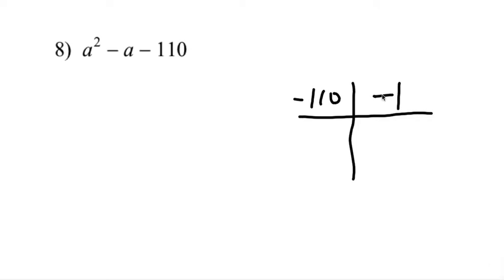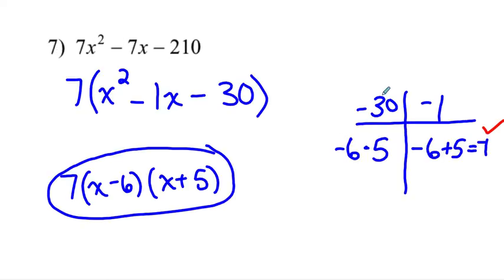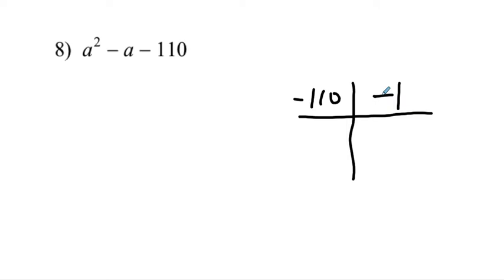So 110 is a big number. Some of you might be looking at that thinking, I don't know all the factors of 110. But remember, if the middle number is a 1, what that means is our factors have to be right next to each other. Like back up here, see how this was a 30 and the middle number was 1? Our numbers had to be right next to each other, 6 and 5. Okay? So the numbers have to be right next to each other. So that tells me I'm going to use 11 and 10. Negative 11 times 10 is negative 110. Negative 11 plus 10 gives me negative 1.